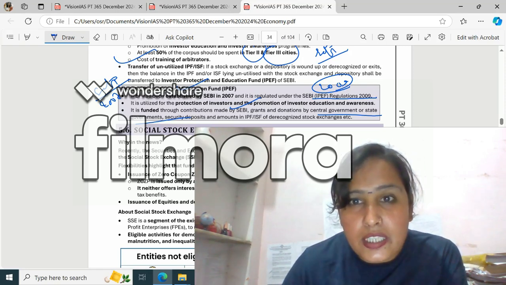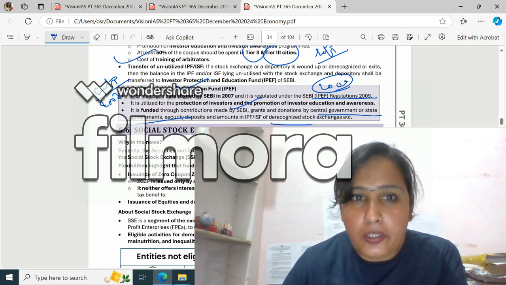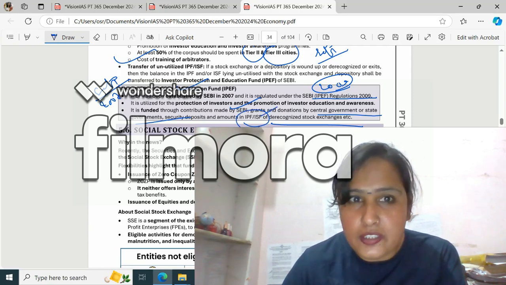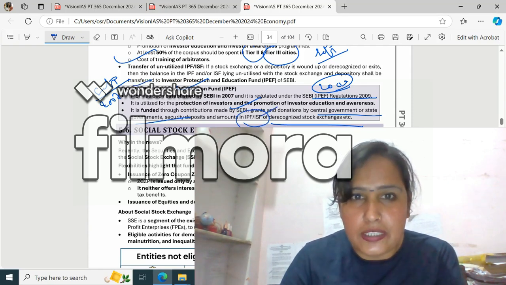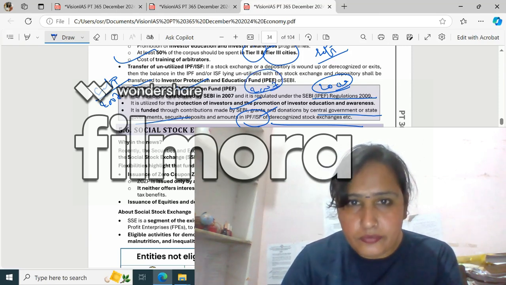So that is for the de-recognized stock exchange. We can say for the de-recognized stock exchange, IPF, Investor Protection Fund, and ISF, Investor Service Fund, are under the Investor Protection Education Fund, which was launched by SEBI in 2007.